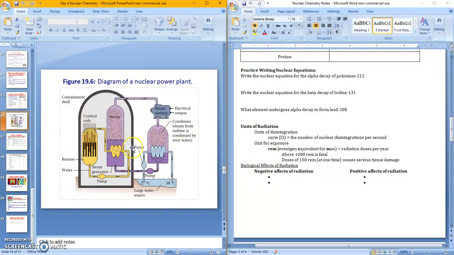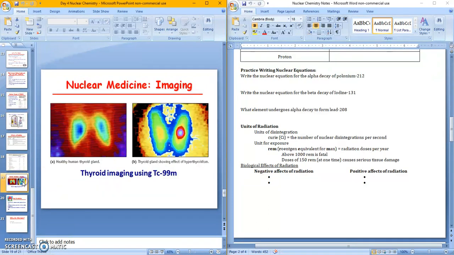Another thing that is good for is imaging. When you go to the doctor, they might ask you to swallow a small amount of radioactive substance. Tc-99m is a big one. And what it does is it makes your innards glow so they can see if you have a tumor or if you have a lump in your throat or in your body somewhere. So it's actually very good at that.